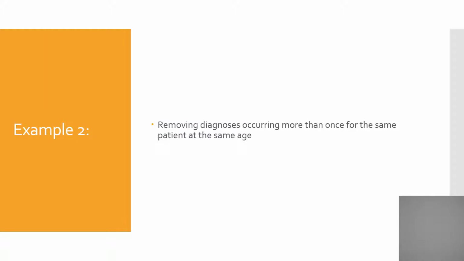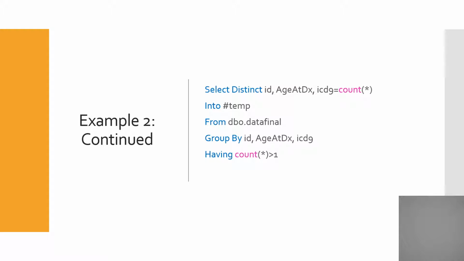Let's say, for this second example, we want to remove diagnosis occurring more than once for the same patient at the same age. Our code that would help us remove diagnosis occurring more than once for the same patient at the same age will look like this. We are starting our code by selecting distinct ID, age at diagnosis, and ICD-9 columns. Another thing we are doing in this step is using the count function.